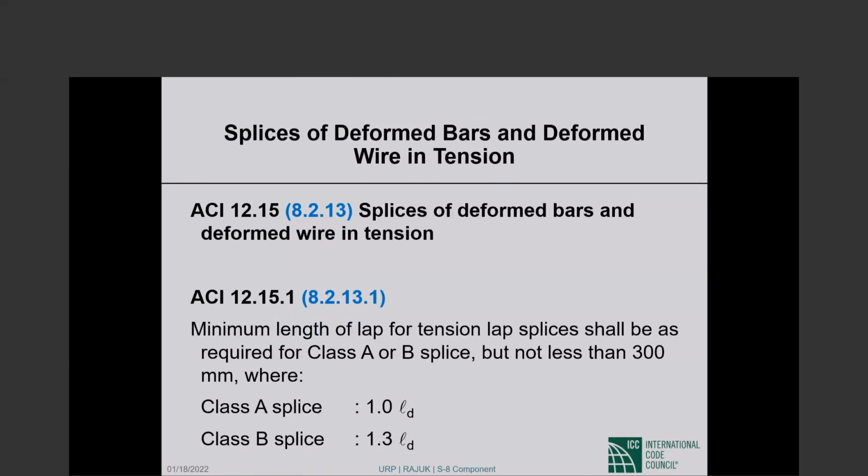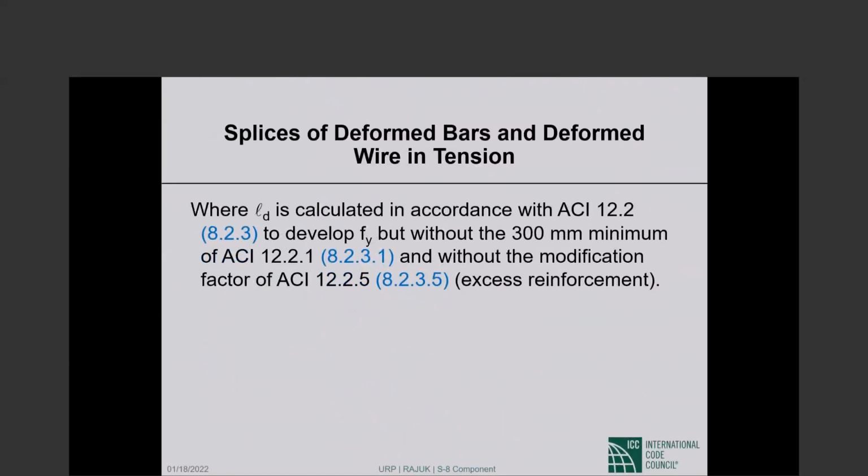Lap splices. The minimum length of lap for tension lap splices shall be as required for class A or B splice. There are class A and class B lap splices, but not less than 300 millimeters. So lap splice length cannot be any less than 12 inches. Class A splice, the splice length is 1 times development length. Class B splice, it is 1.3 times development length in tension.